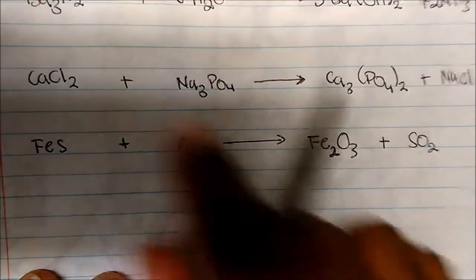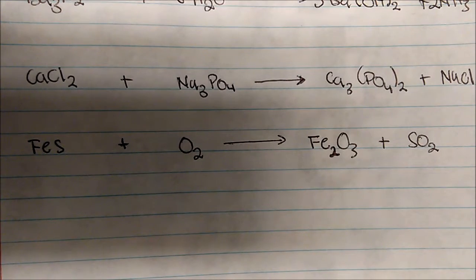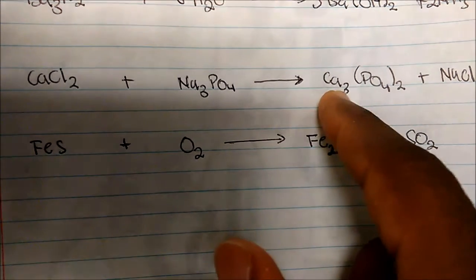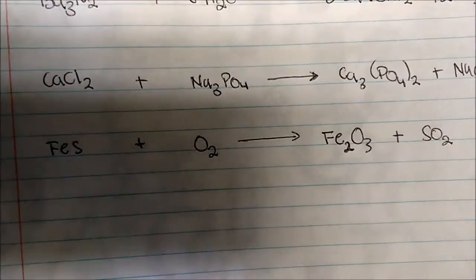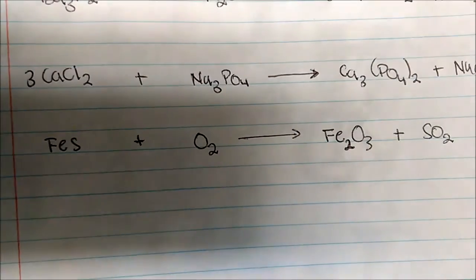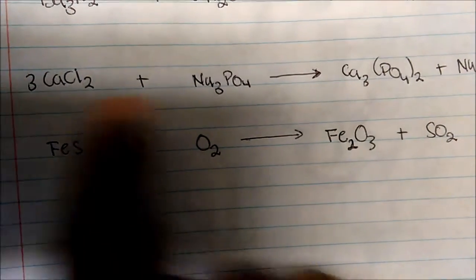Now what about this one? Well, it looks to me as if I have 3 moles of calcium here. I have 1 mole of calcium here. And so I need to put a 3 in front of this. Okay. So that being said, now my calcium are balanced.